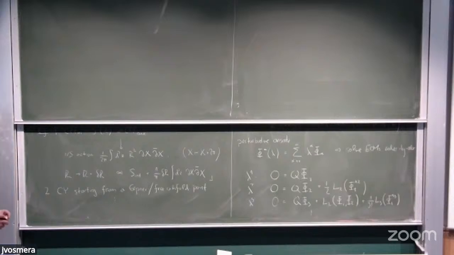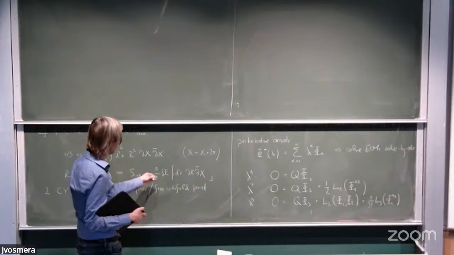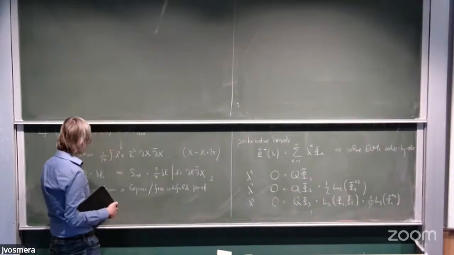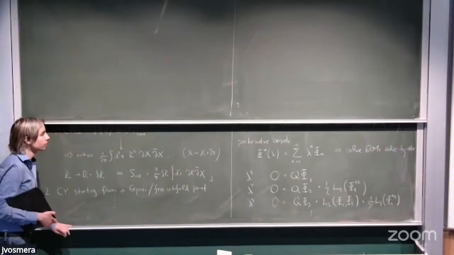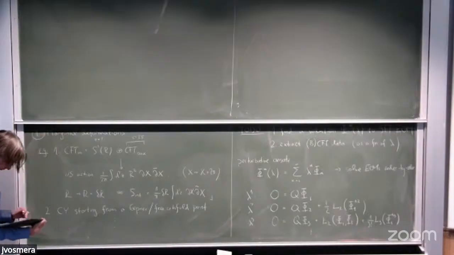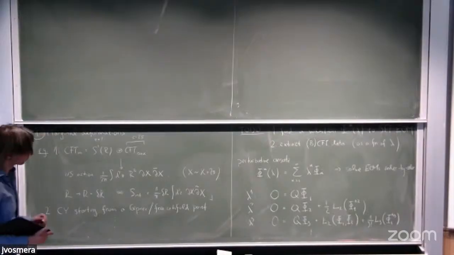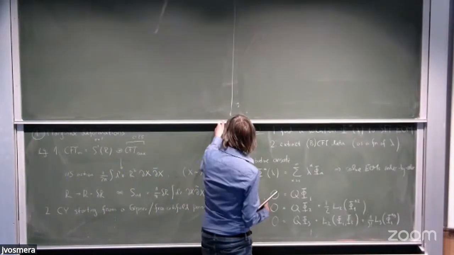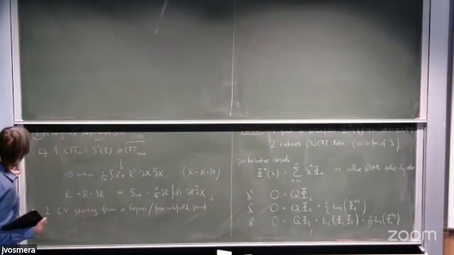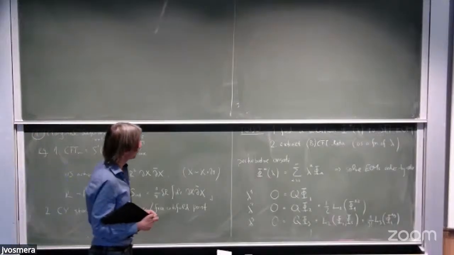So that could be a Gepner or free orbifold point, and many others. So now we would like to obtain these marginal deformations as classical solutions of string field theory, right?